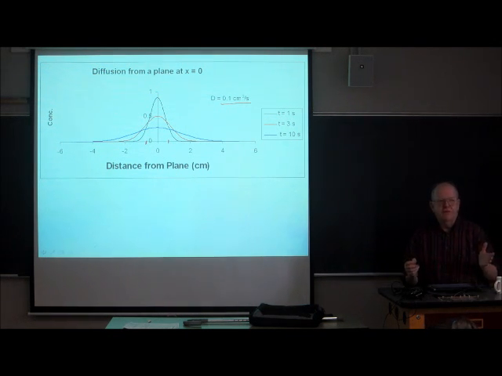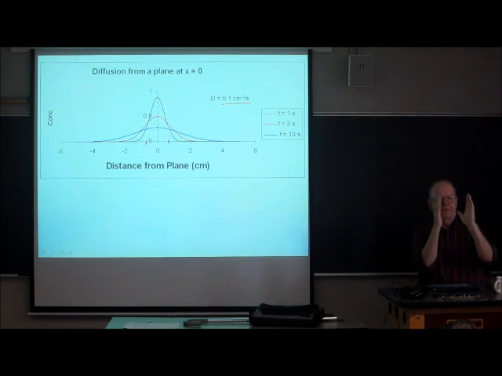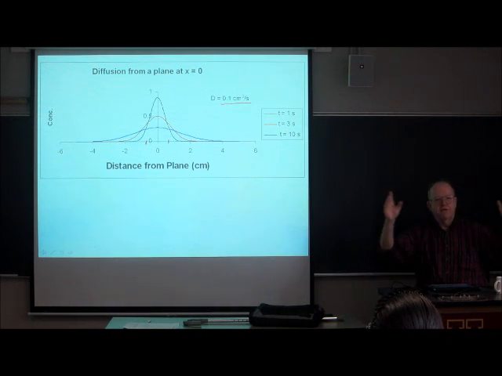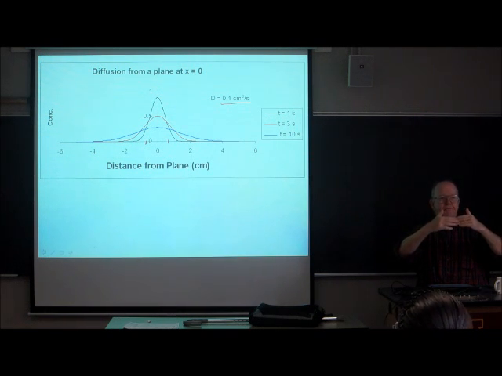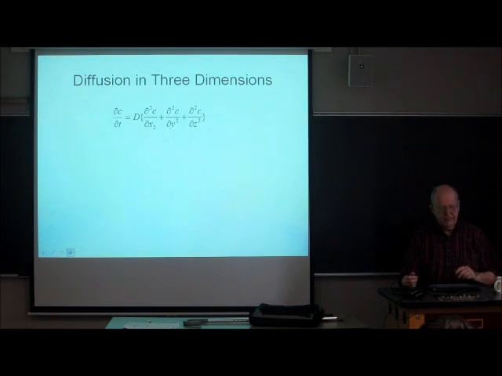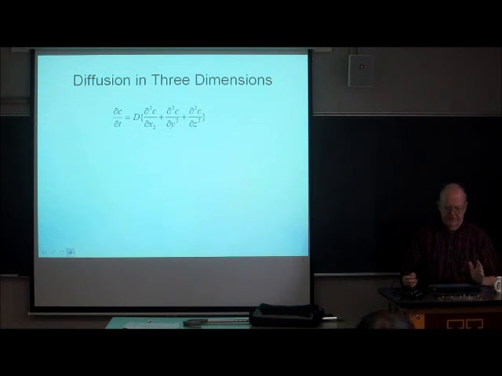So this is the solution to the problem of diffusion from a plane where there are no boundaries, they're infinitely far away. If we had boundaries, it wouldn't look quite like this, because some molecules would get out to the boundary and then bounce off of it and start to come back. So that's one-dimensional diffusion from a plane. This is the general equation for diffusion in 3 dimensions.